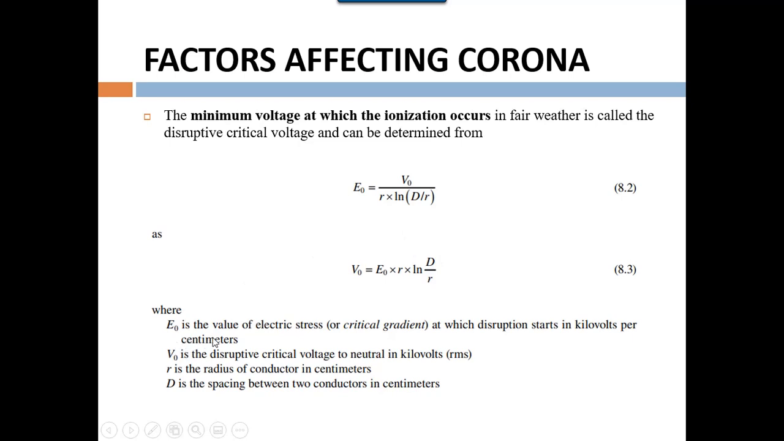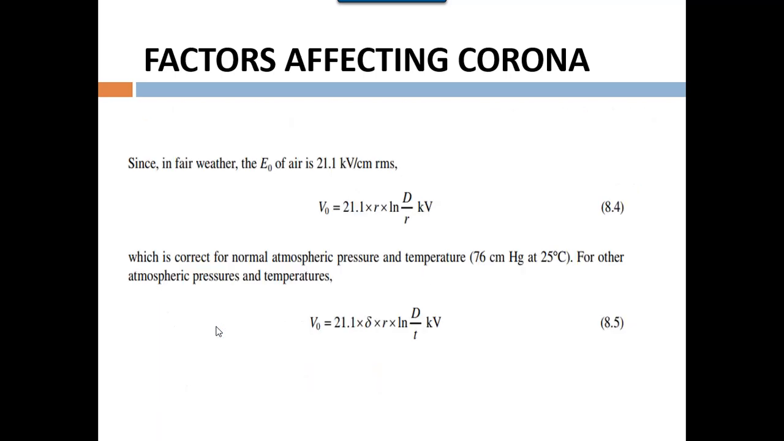E naught is the value of the electrical stress at which disruption starts, in kilovolts. So it is the electrical stress of the conductor. V naught is the disruptive critical voltage to neutral in kilovolts. R is the radius of the conductor and D is the spacing between the conductors. In fair weather, E naught of air is 21.1 kilovolt per centimeter. That means at this voltage corona may not occur. When the voltage increases beyond it, corona may occur.